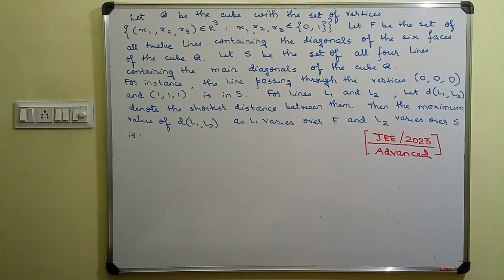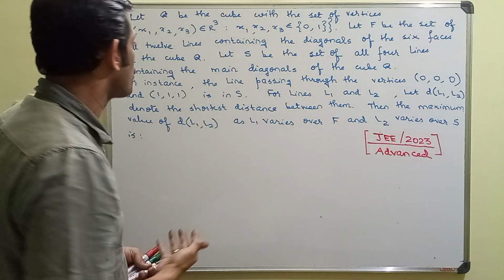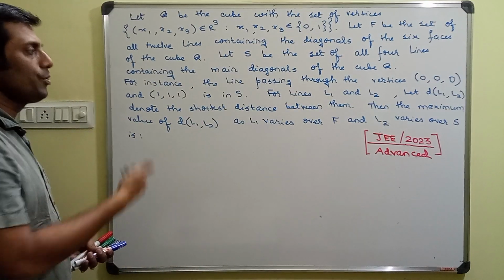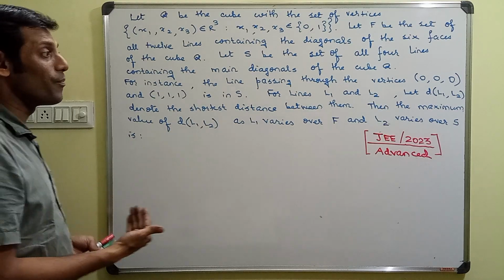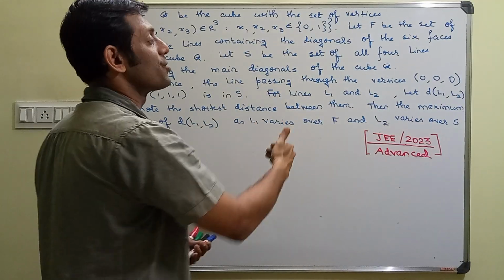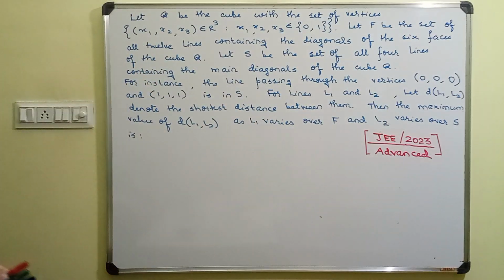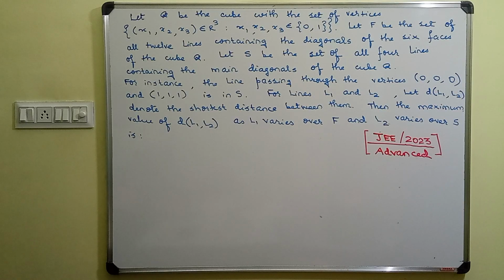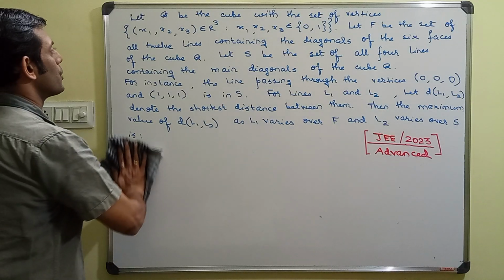And set S carries the four body diagonals of the cube, and you need to find the maximum value of the shortest distance between any two such diagonals. I hope you will be able to refer to this question by going back in the video. For now, let's start solving this question.